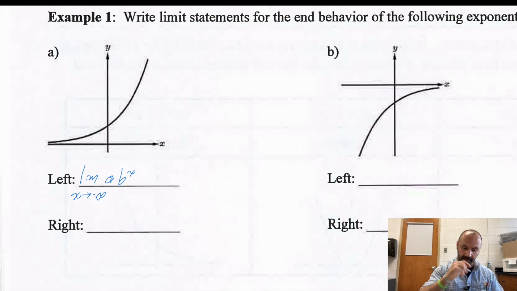Okay, so for this one, as we go to the left, the limit as x approaches negative infinity way out there, this gets closer and closer to 0. Never actually reaches 0, it's an asymptote. And then the limit as x approaches positive infinity of this function a times b to the x equals infinity. It's just going up to infinity.